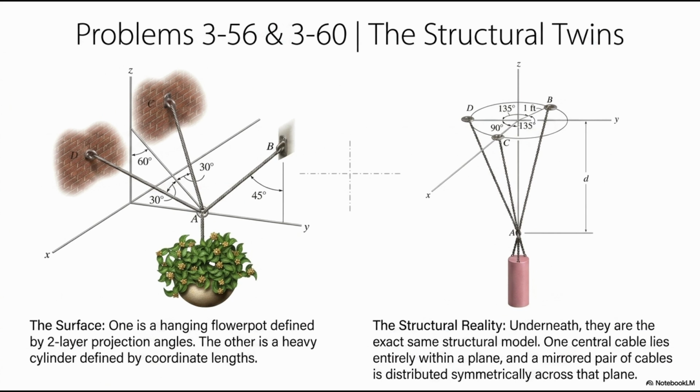Next, let's examine problem 356 and problem 360 together. Although these two problems feature different physical setups, a flowerpot in problem 356 and a heavy cylinder in problem 360, they share the exact same structural logic: one member lying entirely within a plane of symmetry, and two other members forming a symmetric mirror pair.